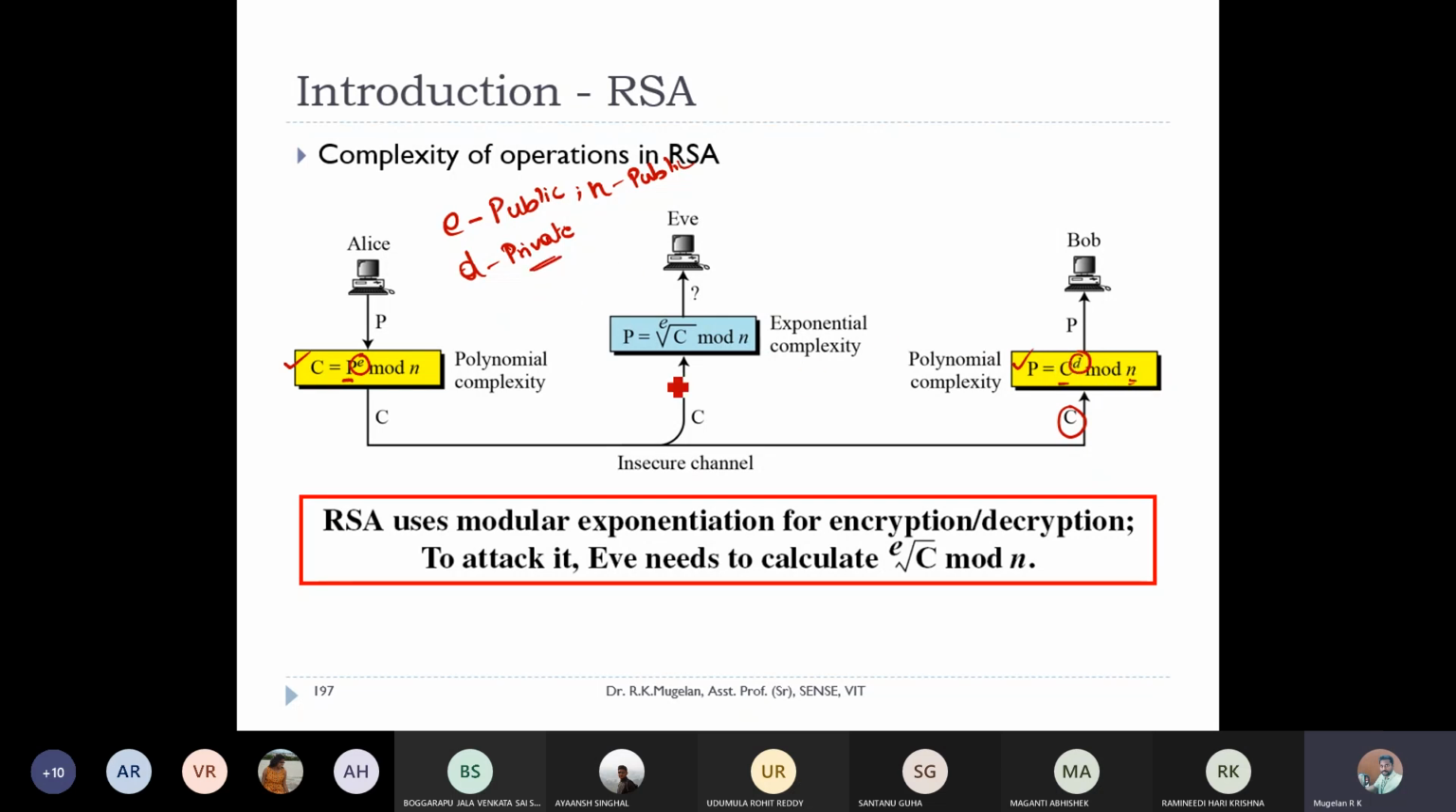Suppose there is an attacker, and he has knowledge of C, and also the public keys, because public keys are known to everyone, E and N. So using the ciphertext, E and N, he has to find the Eth root of the ciphertext modulo N to get the plain text. So how does the RSA system work so as to make this more complex for the attacker? They choose the values of the integers, especially the public and private keys, to be larger numbers. This is the basic operation of RSA.